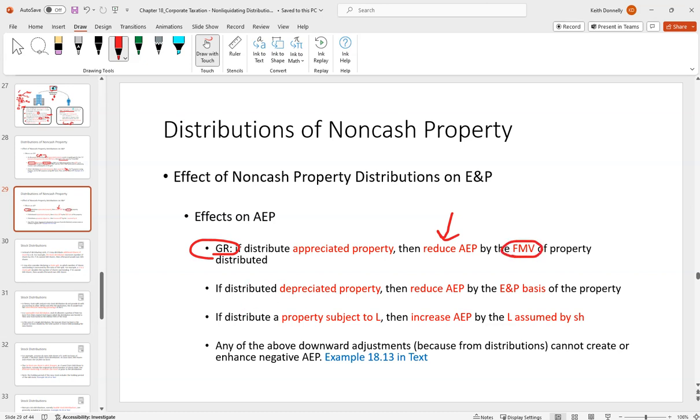You could, there's the exception of depreciated. You can look at that. And then if it's subject to a liability, you are going to increase AEP by the liability the shareholder assumed. One thing to be aware of here: any downward adjustments, when you're reducing AEP, because this is really from the distribution of the property, can't make AEP go negative. Remember, the only thing that E&P can become negative from is naturally becoming negative from something like an NOL, not from distributions. So let's look here.